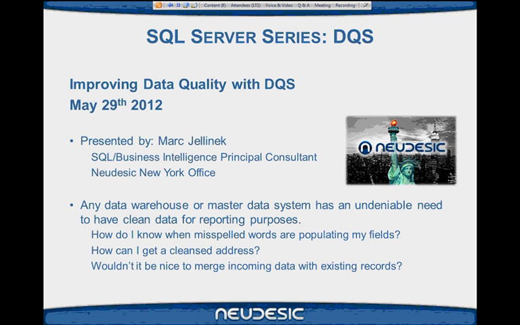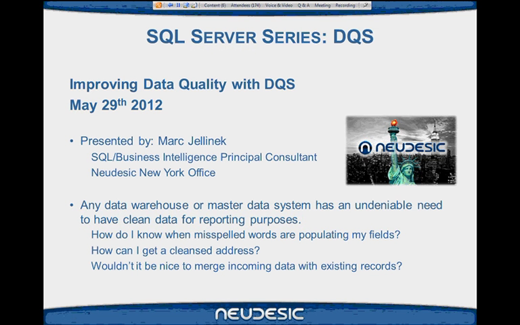Any data warehouse or master data system has an undeniable need to have clean data for reporting purposes. For instance, how do I know when misspelled words are populating my fields? When you think about a data warehouse system down the line from these data sets, that's a big deal. And having additional categories coming through when they shouldn't be is something you could potentially cut off before they get to your data warehouses and before they get to your MDS systems. How can I get a cleansed address? Through reference data, you could look into some of those details.